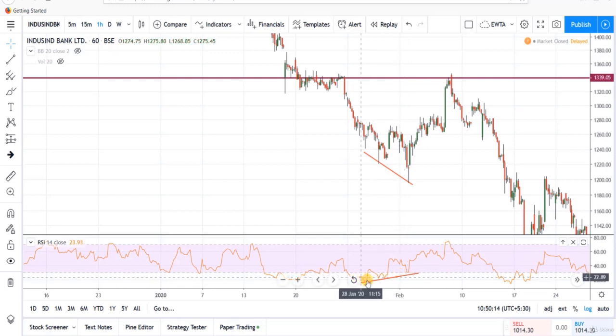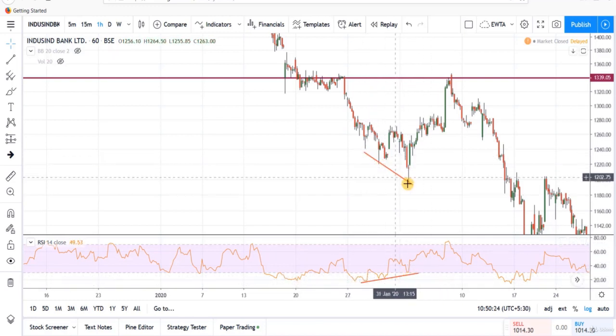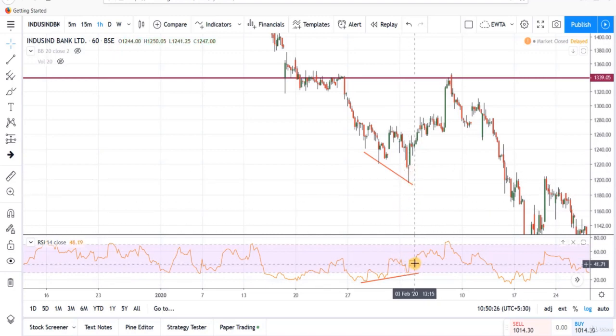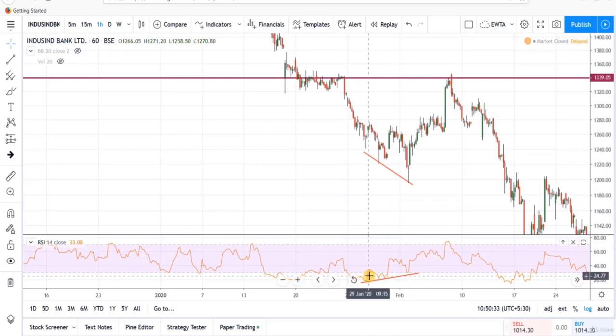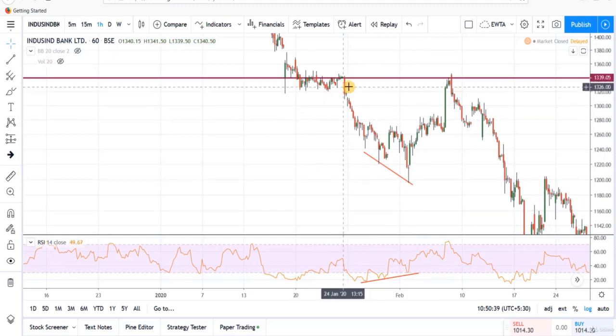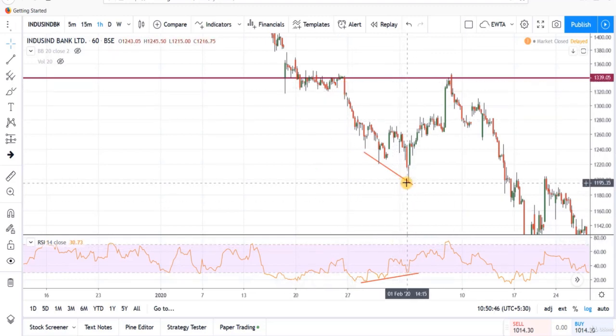But in a downtrend, we will see the lows of RSI, or we can also say the troughs of RSI, going in an upward direction, but prices are going in a downward direction. So this is a divergence. This is a positive divergence, or we can say a bullish divergence, because the indicator is giving us a bullish signal. So here, if we short the stock, then RSI is giving us a signal to exit our short position, because we can expect a pullback in the prices.